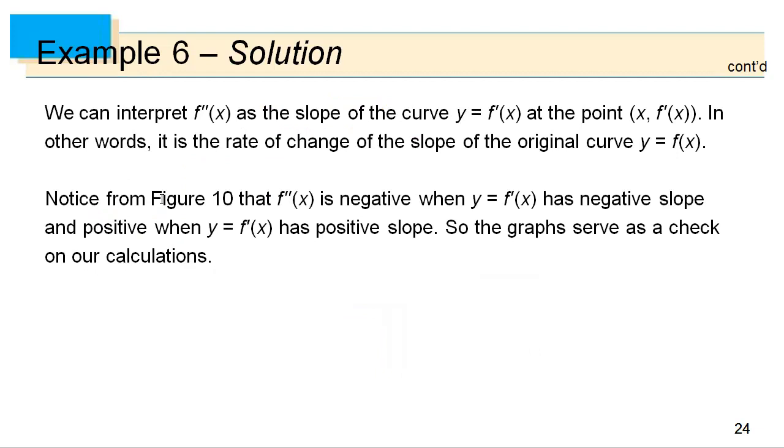Okay, we can interpret f double prime of x, the second derivative, as the slope of the f prime function, right? It's just like before. The derivative is the slope of the tangent line. So the second derivative is just the slope of the curve, right? The slope of the first derivative, which basically tells us how fast the first derivative is changing, right? It's a rate of change of change. It's a rate of change of how fast the derivative is changing.